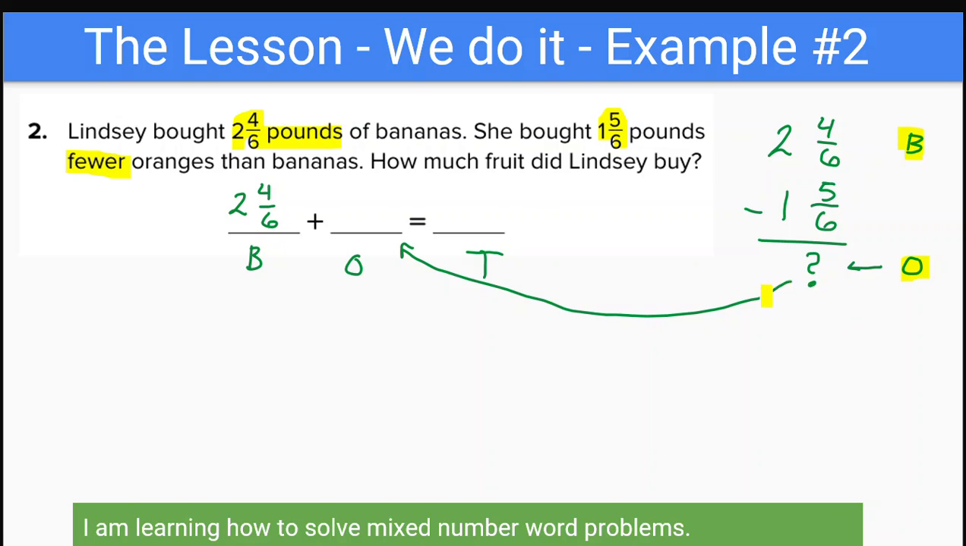You take that answer and you add it to the original 2 4/6 bananas, because that's bananas plus oranges. That's going to be this answer right here. That's going to be oranges. And you're going to end up with your total right here of how many pounds she had altogether: 2 4/6 bananas plus whatever the oranges is. That's going to be the total. Kids, you know how to solve that by looking at our previous lessons. Go ahead and give it a try. You're learning how to solve mixed number word problems.